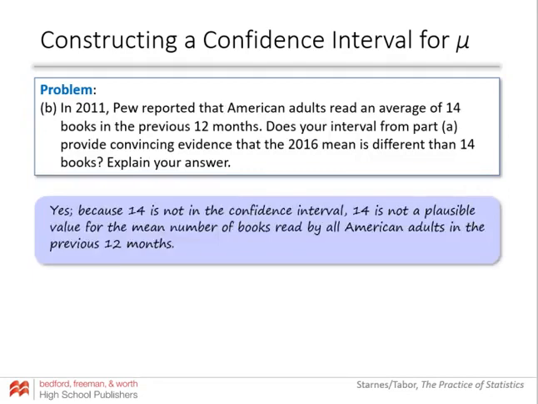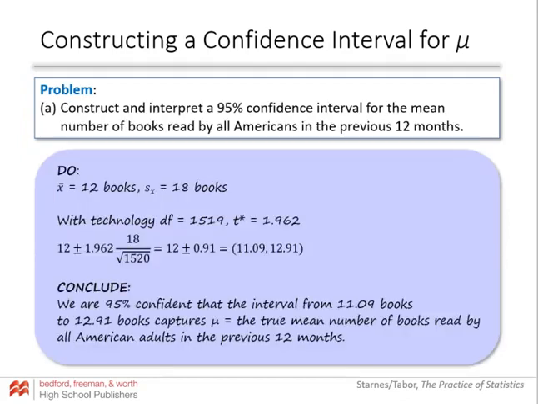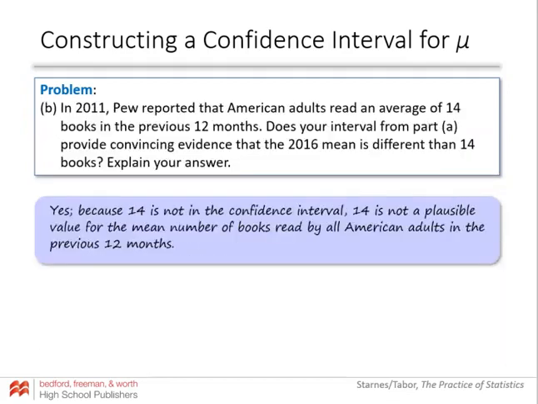Pew has a report that American adults read an average of 14 books. Does our interval provide evidence that the mean is different in 2016? Yes, because 14 is not in our interval. So 14, according to this, is not a plausible value, so the average number of books people read must have changed.